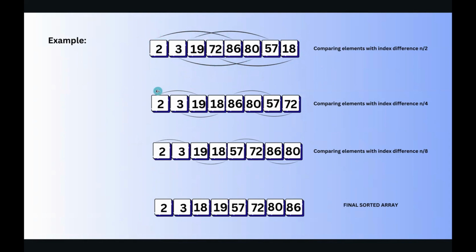And in the next step, as n is reduced to half, we will be comparing elements with an index gap of 2. So 2 is compared with 19, 3 is compared with 18, 86 with 57, and 80 with 72. And in the final step, we will be comparing elements which are adjacent to each other, like 2, 3, 19, 18, 57, 72, and 86, 80. And here is how we obtain the final sorted array in the Bitonic sorting.